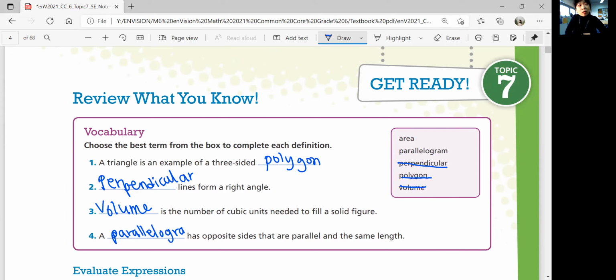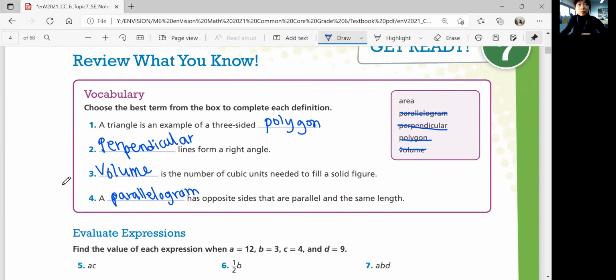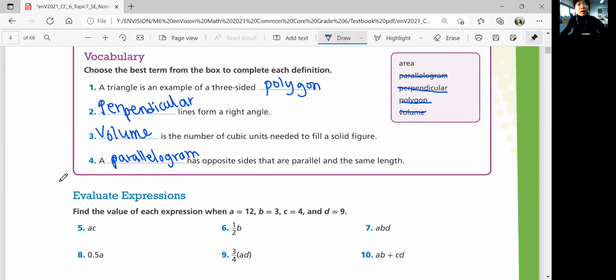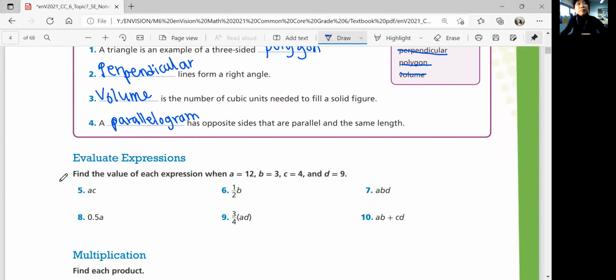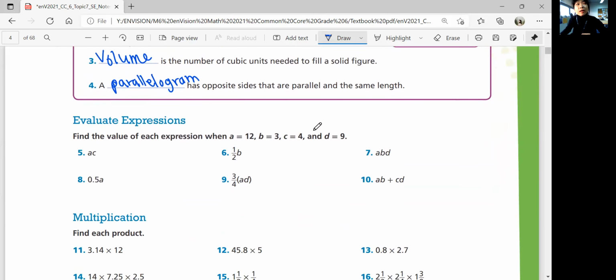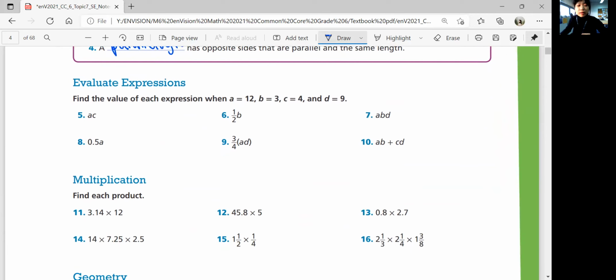Please keep in mind these definitions because they're important. We're going to learn new vocabularies in topic 7, but these should be the vocabularies that you already know. We're just reviewing. Let's look at evaluating expressions. Can you see what they represent? A is 12, B is 3, C is 4, D is 9. Can you solve for these expressions? Can you figure out the values? See if you can do it by yourself. Come back when you're ready for answers.